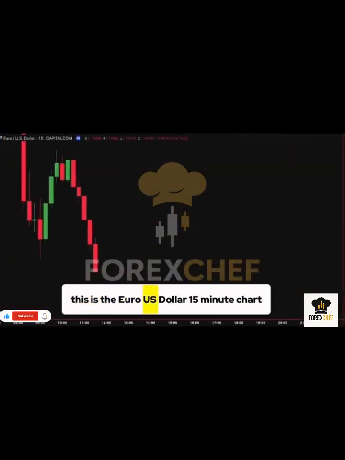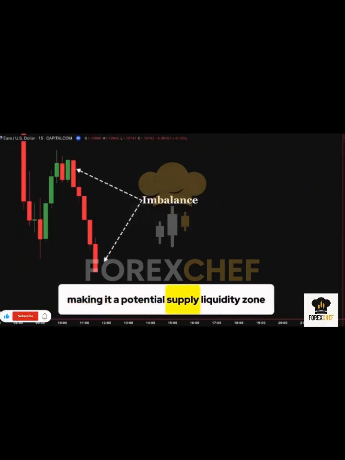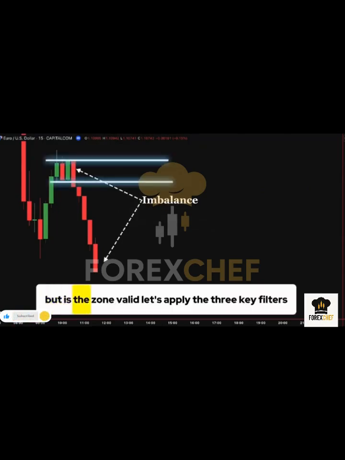This is the Euro US dollar 15-minute chart, and the market has just made a sharp move downward. This strong drop creates a clear price imbalance, making it a potential supply liquidity zone. But is the zone valid? Let's apply the 3 key filters.